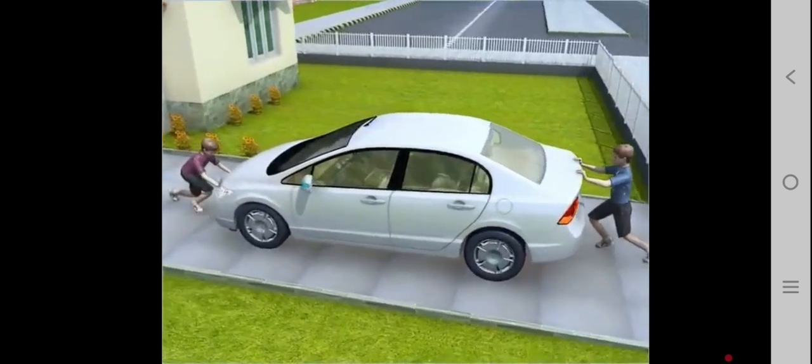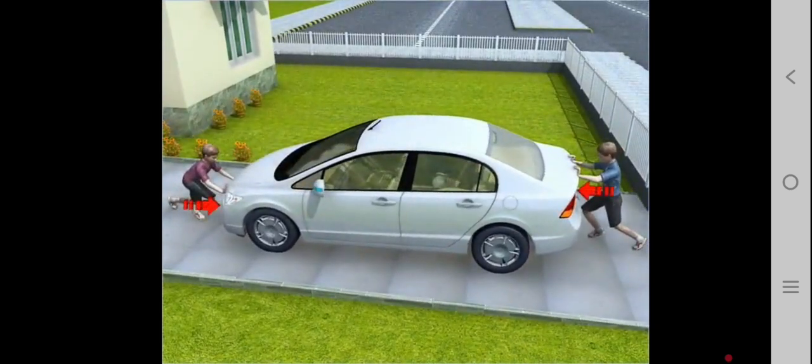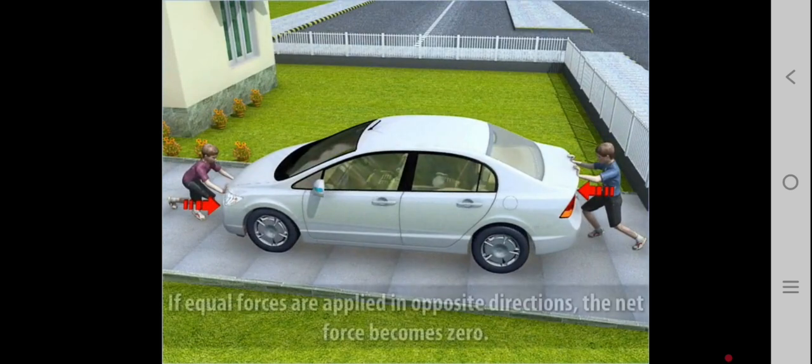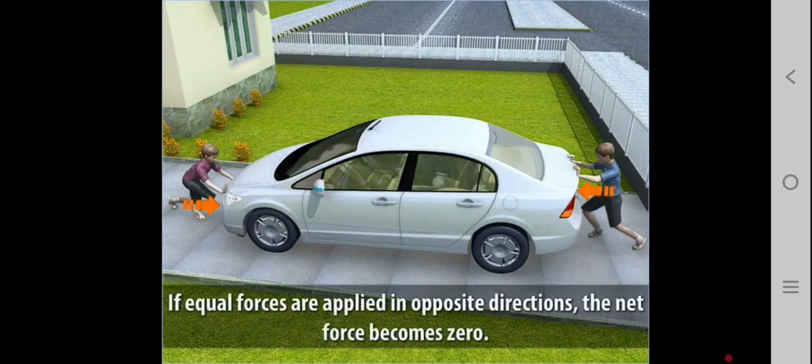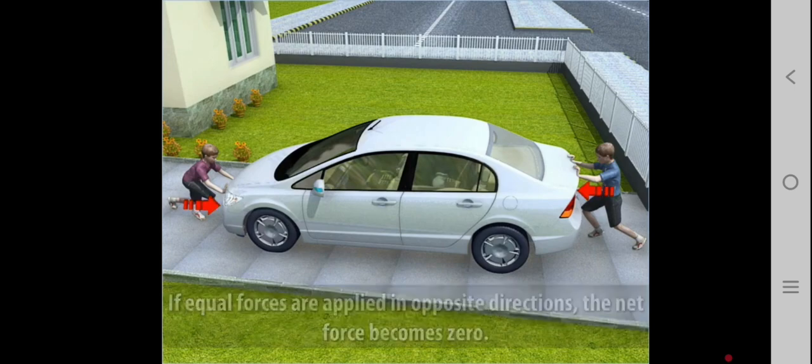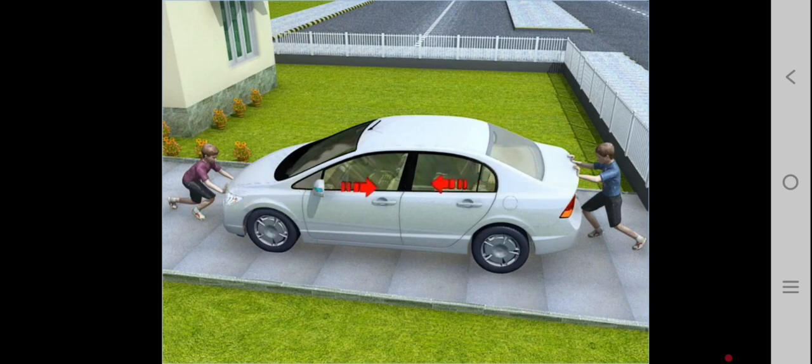This time, you push the car forward, but let your friend push it backward. If both of you apply equal forces in opposite directions, the net force becomes zero because your friend's force cancels your force. So, the car does not move at all.